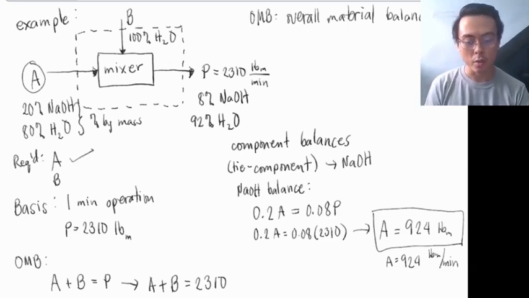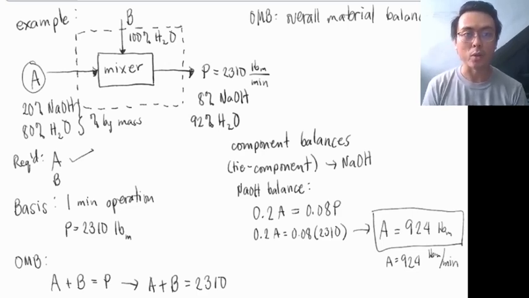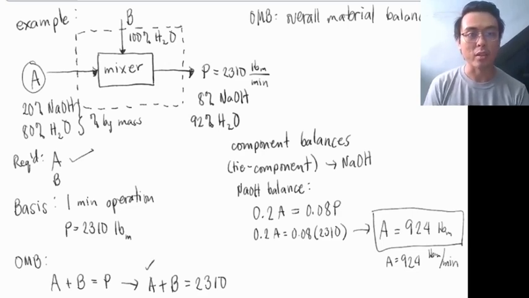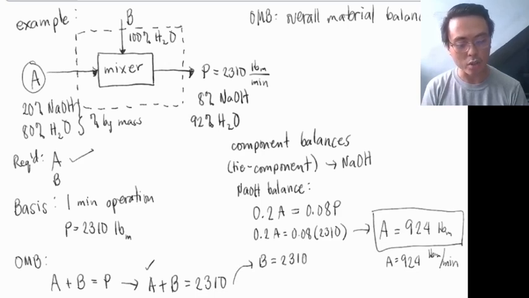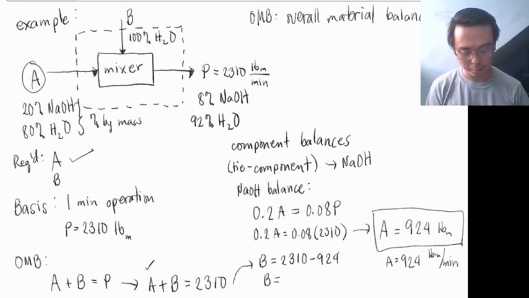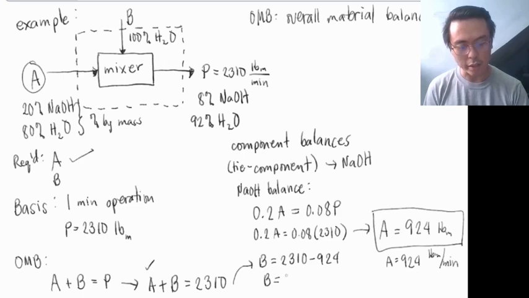You can do this using two things. The first thing is you can go back to the overall material balance or the OMB. Since we already have a value of A, you can substitute that there and you can solve for the value of B. So let's do that. If we rearrange this, B becomes 2310 minus A, which is 924. We simply solve B as 1,386 pounds mass per minute.